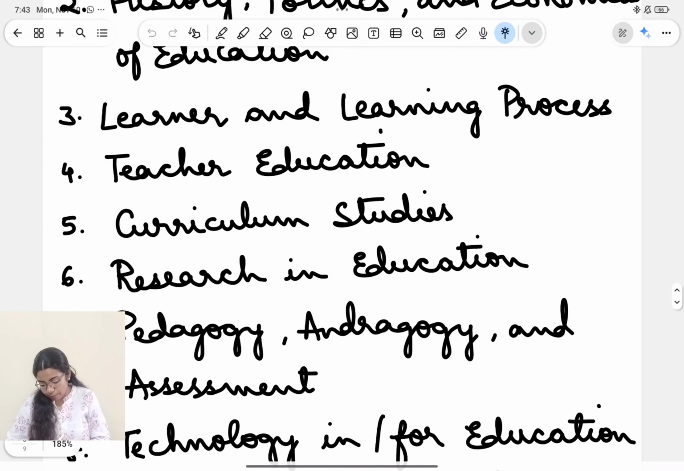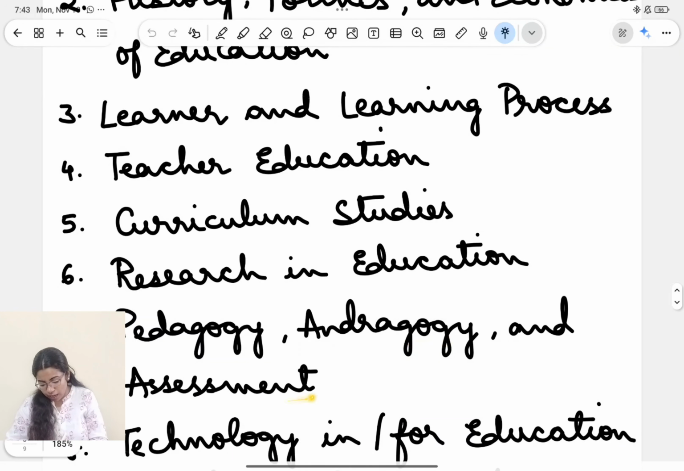Next unit is pedagogy, andragogy, and assessment. That is unit number 7. Here you will be asked about what is the concept of pedagogy and andragogy, what are the levels of teaching, what is critical pedagogy, what is self-directed learning, and there are also different types of assessment that we use, what are the different tools used in assessment.